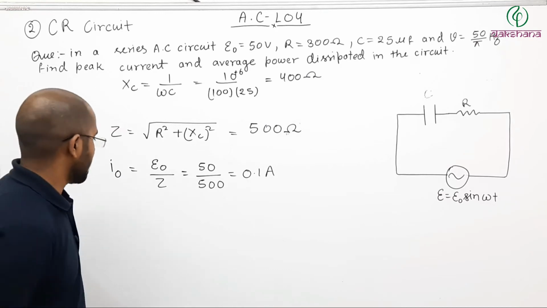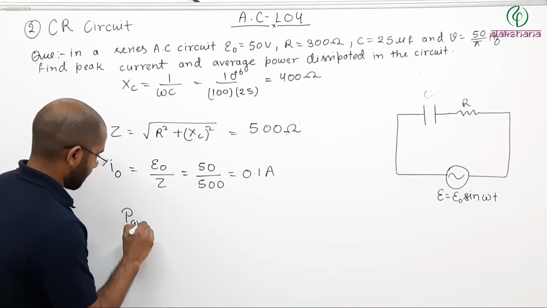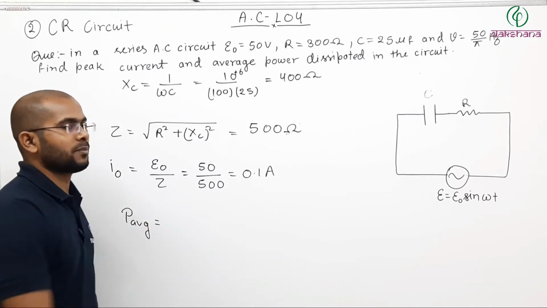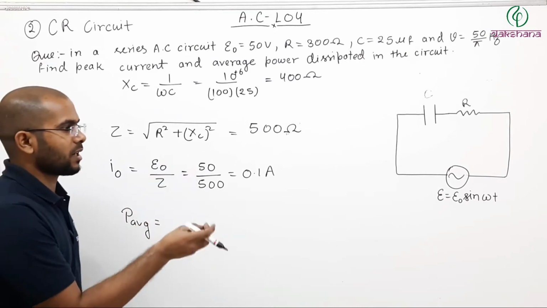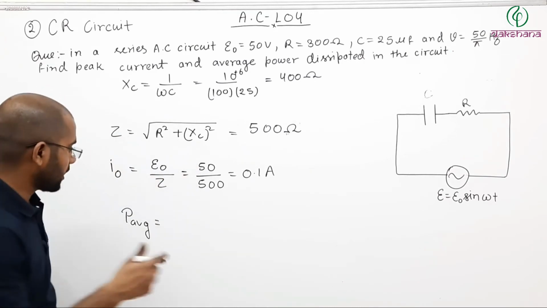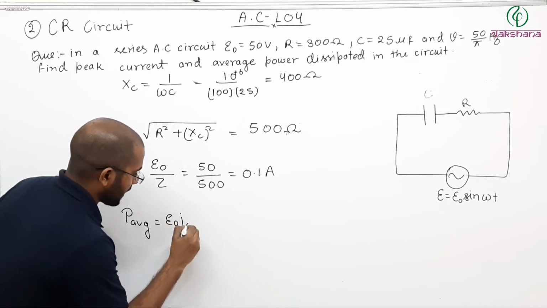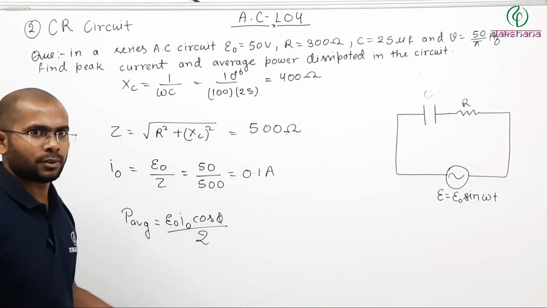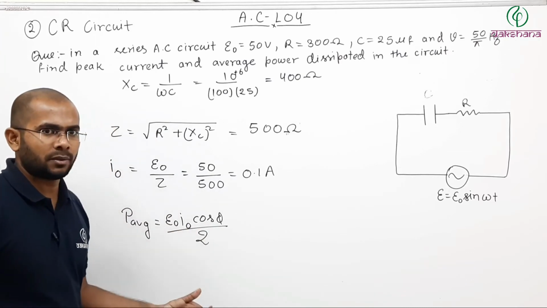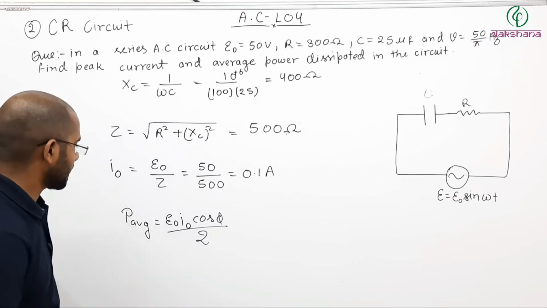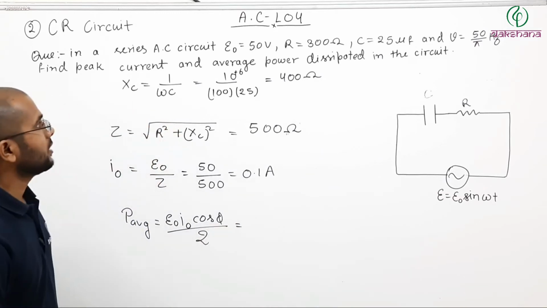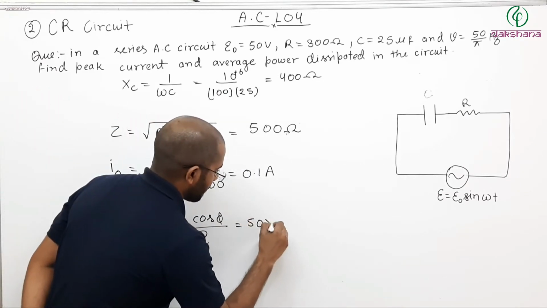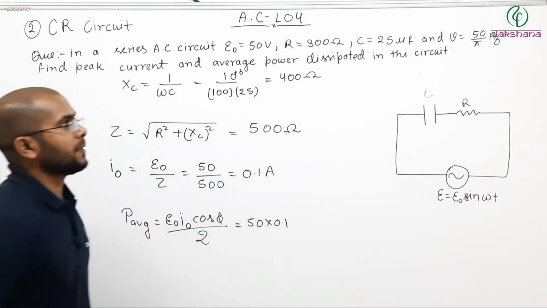Now let us talk about average power, P average. If you remember, there are multiple forms of the average power equation. One is E RMS, I RMS, cos phi. Another is E naught, I naught, cos phi, whole divided by 2. That is also true, because I RMS is I naught by root 2 and E RMS is E naught by root 2. So what is average power? E naught is 50, I naught is 0.1, so 50 times 0.1 times cos phi.